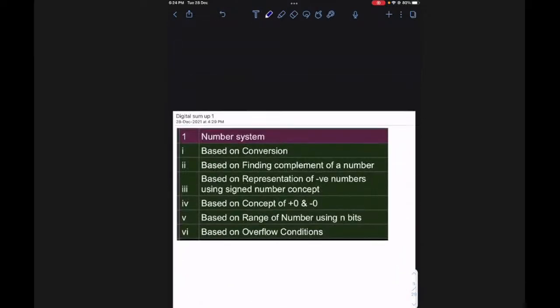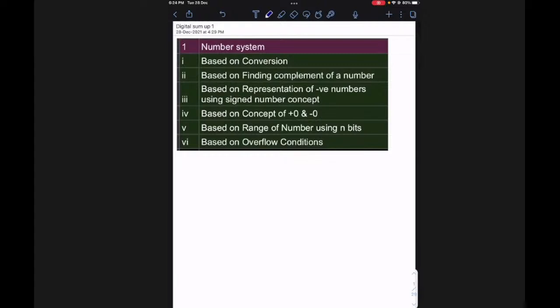So if you see my list, the first model of question which I've given is based on conversion. Based on conversions, I think around 4 or 5 questions we have seen. A couple more questions we will take up. So here I'm putting a tick mark. So questions based on number system conversion we have seen.